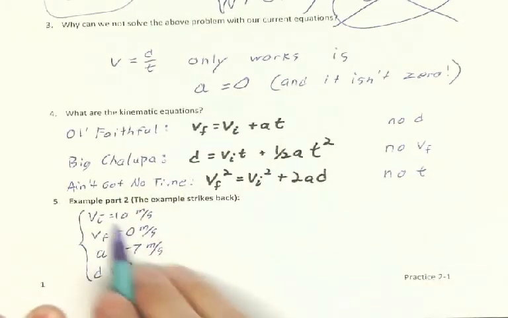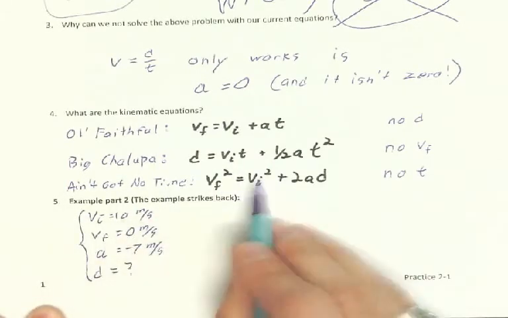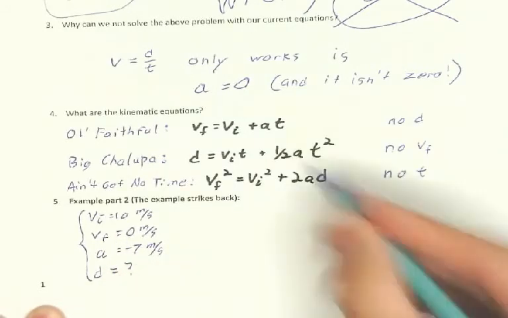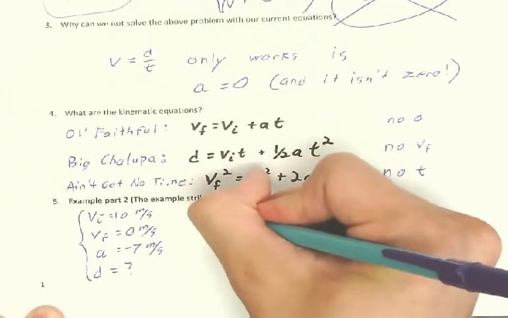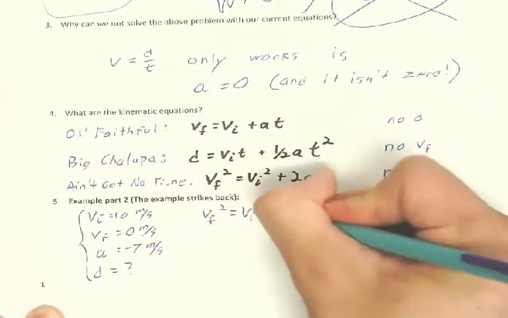Big Chalupa, does it have VI? Yes. Does it have VF? No. Big Chalupa's out. Ain't Got No Time. Does it have VI? Yes. Does it have VF? Yes. Does it have A? Yes. Does it have D? Yes. So I write down the equation. VF squared equals VI squared plus 2AD.